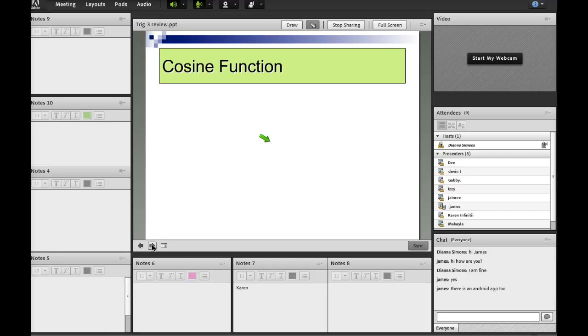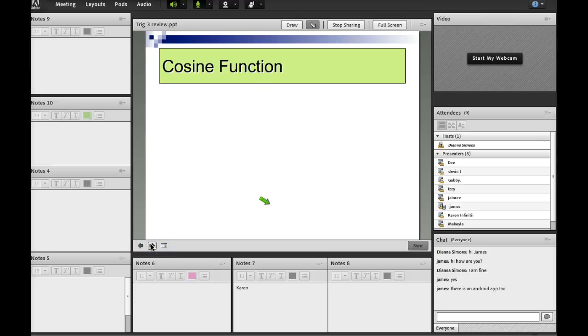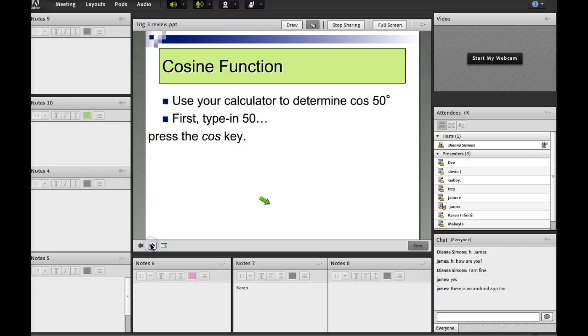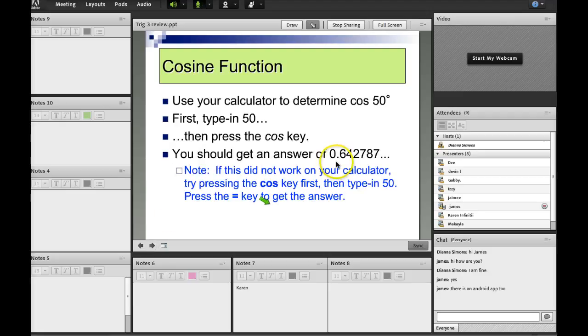Okay. Cosine. Cosine is adjacent over hypotenuse. The adjacent side is the side closest to the angle that you're looking at. And in your calculator, you would do the same thing. There is cosine. So in a TI calculator, you would press cosine and then 50, and then you would get this number.